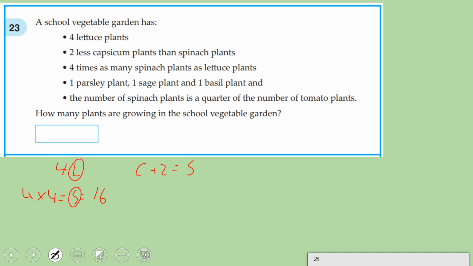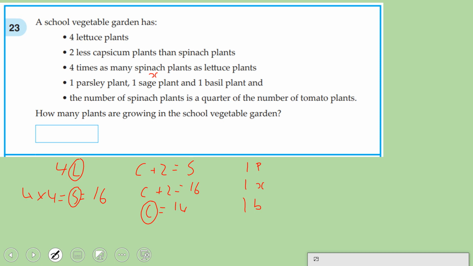And that means that if we've got 2 less capsicum to make spinach, and we know that spinach is 16, that means with minus 2 from both sides, C equals 14. And now it says there's 1 parsley plant, 1 sage, we'll call that X. So we've already got a spinach, and 1 basil.